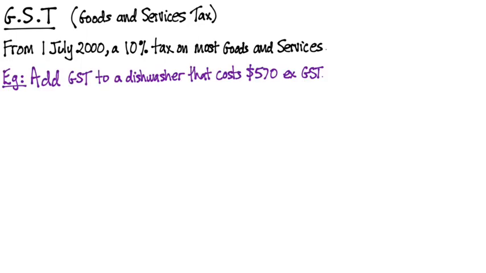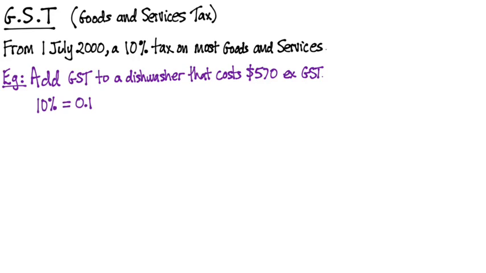Let's have a look at an example of how we'd work it out. Add GST to a dishwasher that costs $570 ex GST. Now, ex GST stands for excluding GST. So in other words, it's before the GST has been applied.